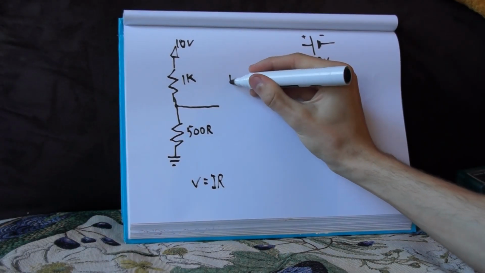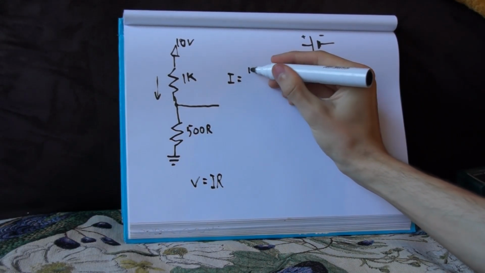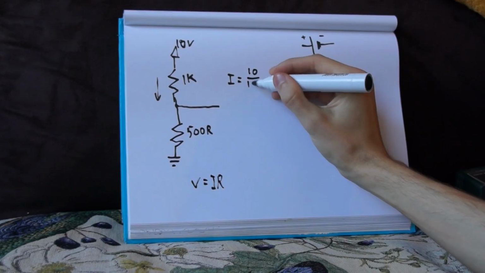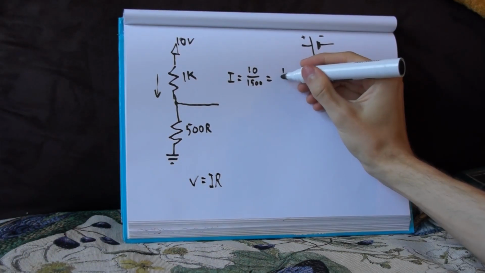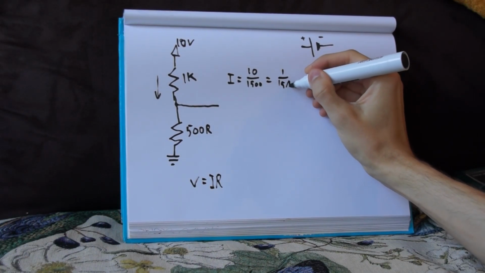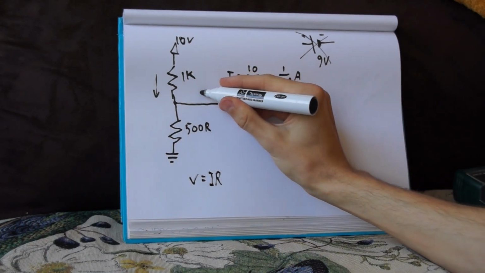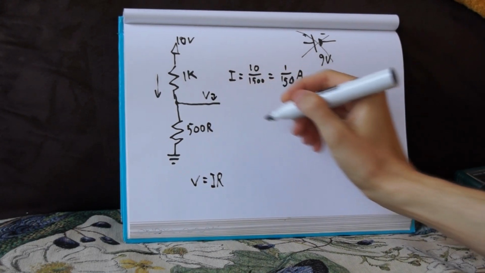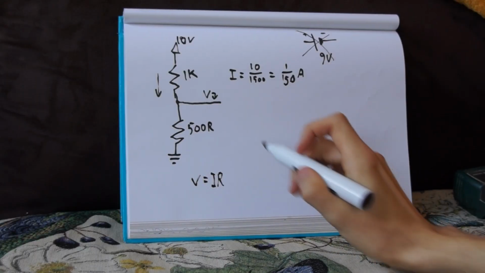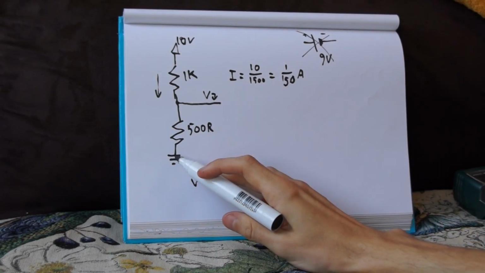The total current can be calculated as 10 divided by 1.5k, 1 over 150 ampere. Ampere is just coulomb per second. Now the thing we care about is the voltage at this wire here, compared to ground. When you measure voltage in a point, it always means compared to ground.